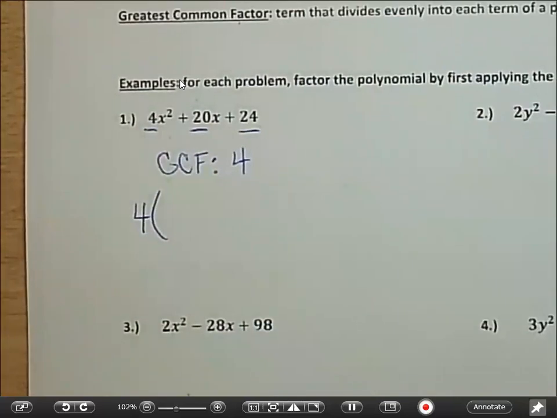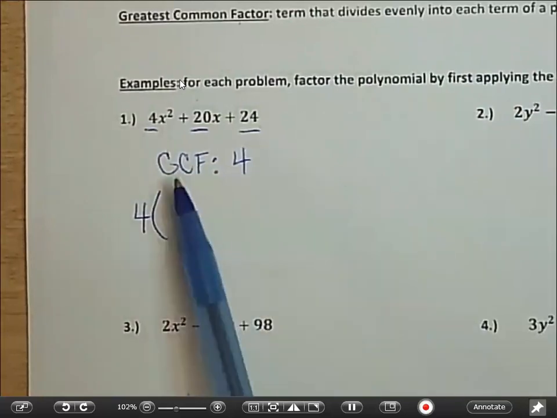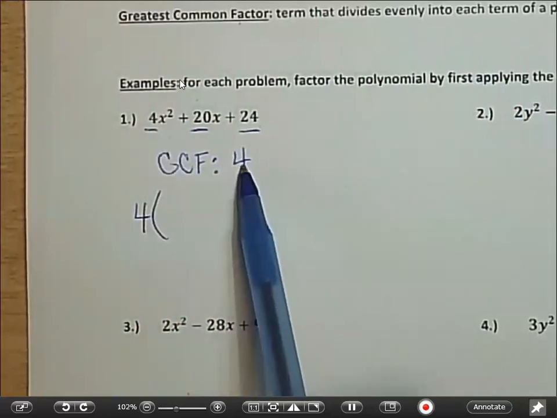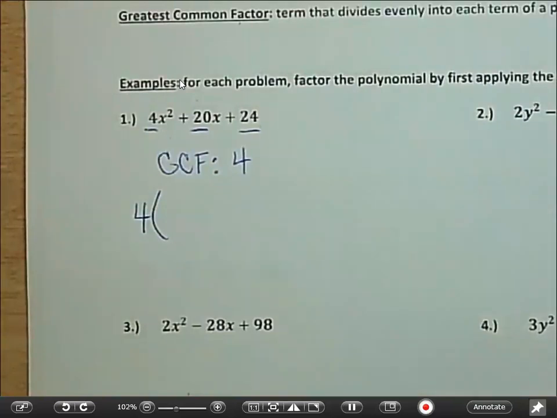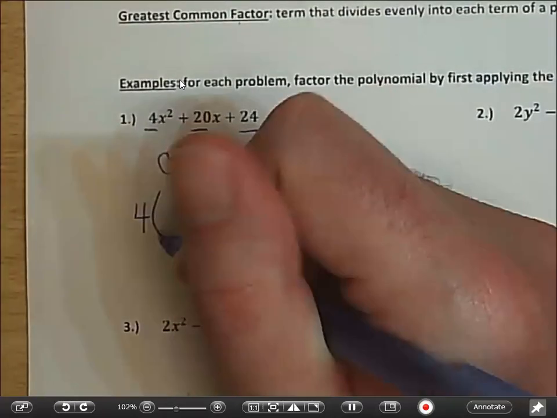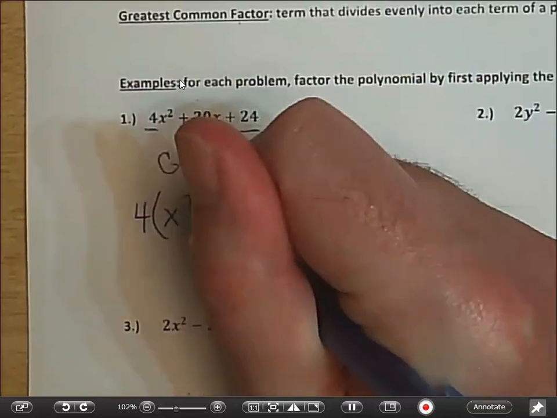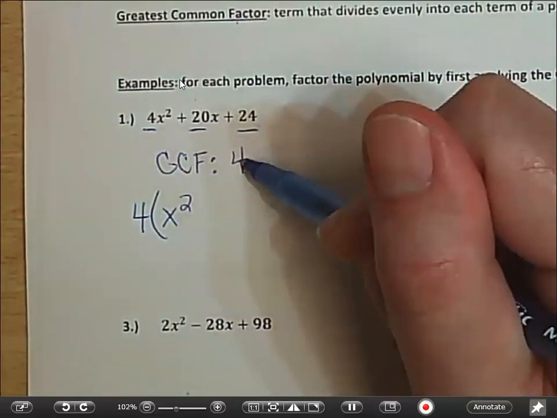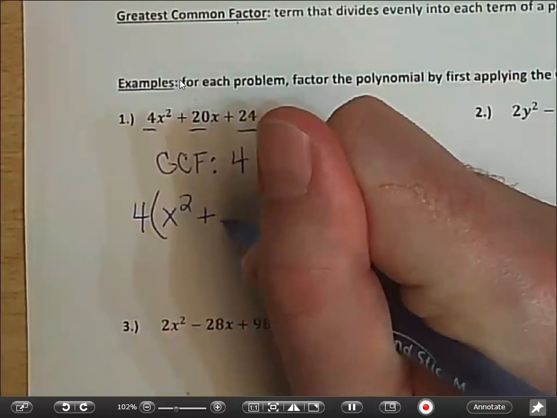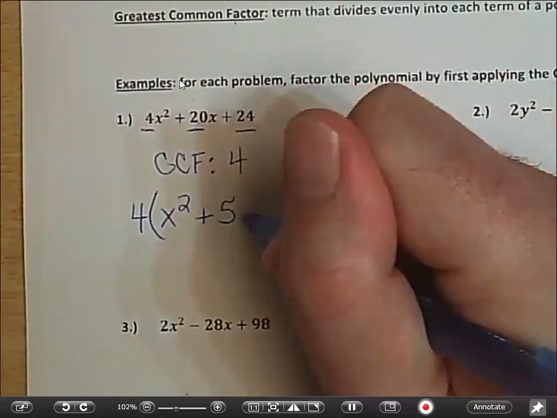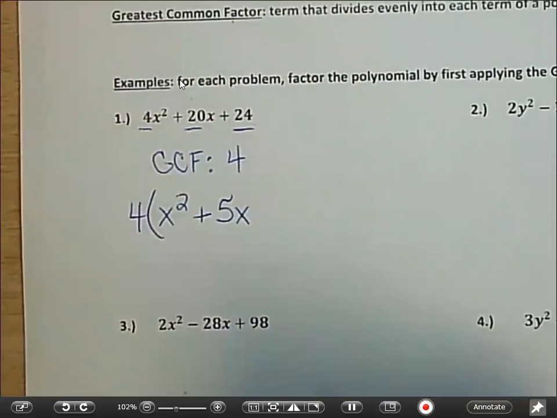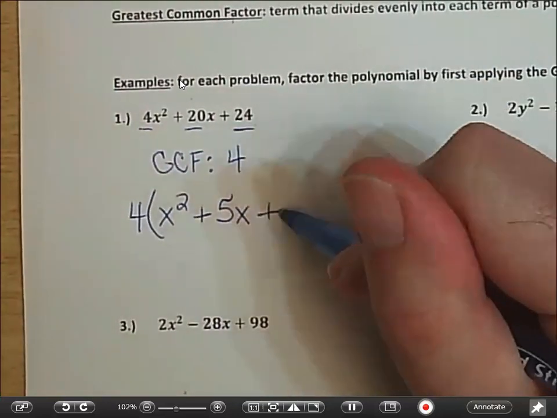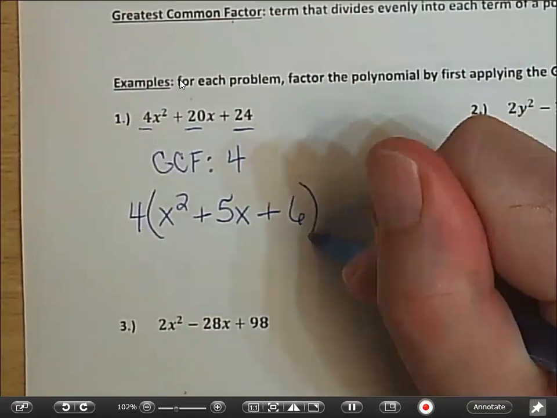I mentioned a minute ago that the GCF is something that divides all those numbers, which is what we're going to do now. 4 divided by 4 gives you 1. You could put the 1 if you want, or you could leave it off. It's not going to make any difference. And we have our x squared in there because we haven't done anything with the variable terms yet. 20 divided by 4 gives us 5, but make sure you bring that x down with it. And then finally, 24 divided by 4 gives us 6.